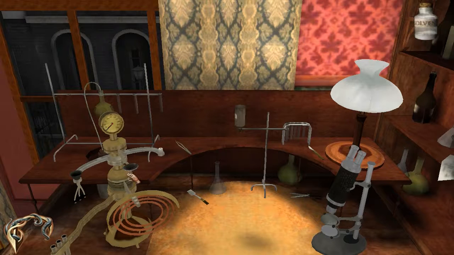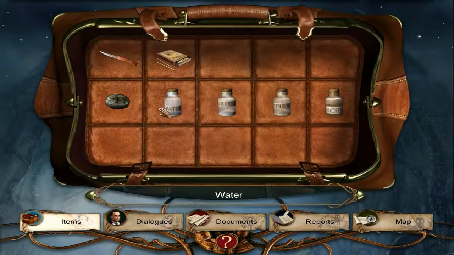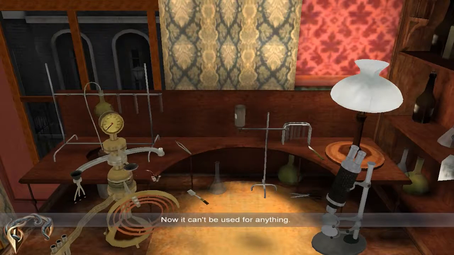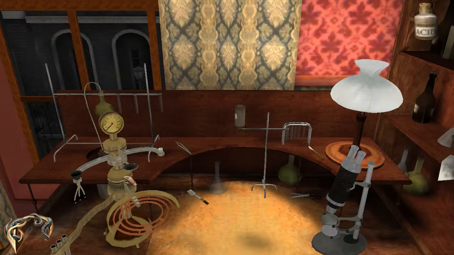I don't know. Anything else? Let's use some water. Now it can't be used for any... Nope. Let's use some alcohol. Nope. Some acid. Nope. Nothing.